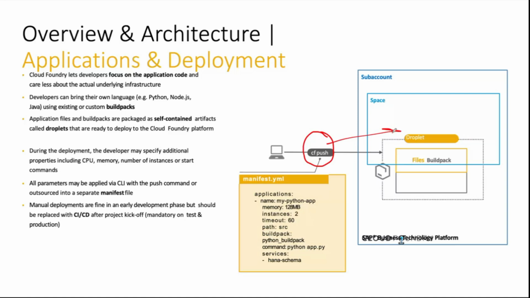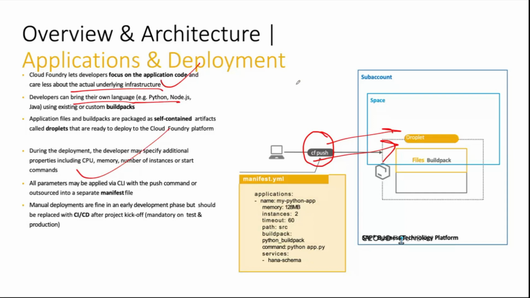Don't worry about it. You just do some configuration, and with the help of the configuration and this command line, you will deploy your application on Cloud Foundry. In the application deployment phase, Cloud Foundry helps you focus on application code without worrying about the underlying infrastructure. You as a developer don't need to worry about the language. You can bring your own language, such as Python, Node.js, Java. And with all the powerful CPU, memory, and instances offered by Cloud Foundry, you as a developer just focus on your business logic and code.